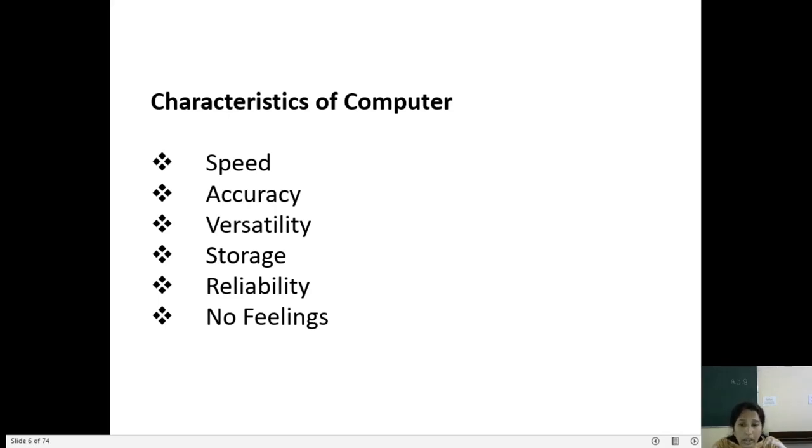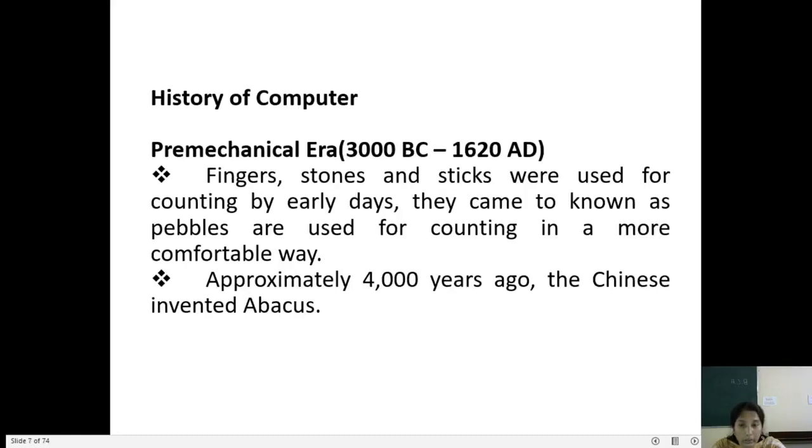Speed, accuracy, versatility, storage, reliability, no feelings. What does that mean? No feelings means it's not a human being, it's a machine. It doesn't have sensitivity. Speed you know very well. Accuracy is the perfectness of a computer. Versatility, it never gets tired. Storage, it helps the user store a huge amount of information and allows the user to work continuously. So we have understood the functionality, the characteristics and definition of computer.